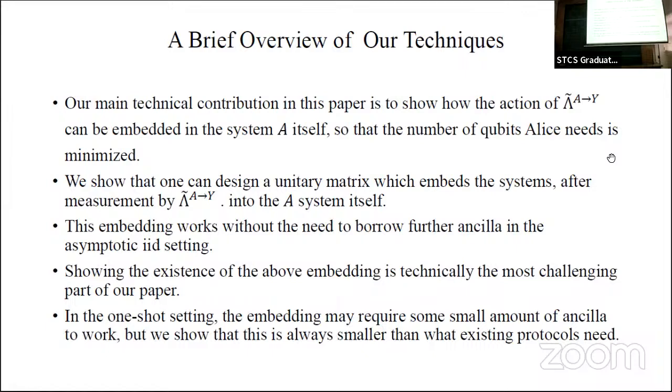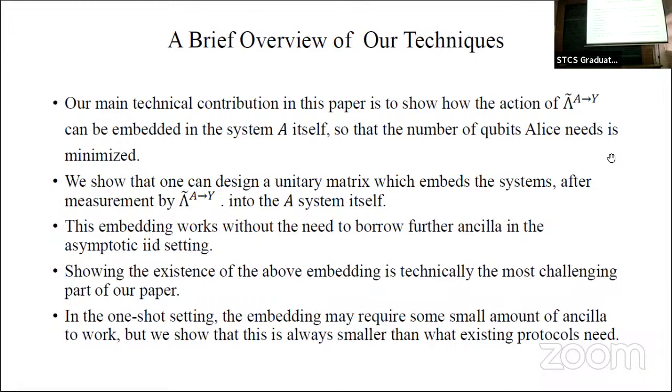Why is this an improvement? The original paper had no control on the amount of catalyst. They didn't even consider the question of reducing the amount of catalyst. They just said you borrow as much as you want. And also this is a one-shotization, as in the original proofs are terrible. Our proofs are much clearer. But quantitatively, it's not very good. Quantitatively as in the amount of purity that you're getting.